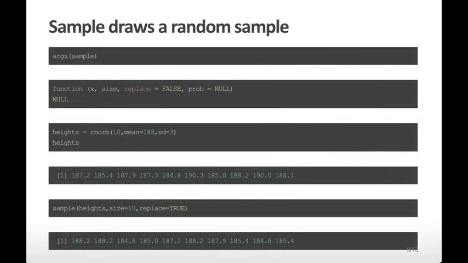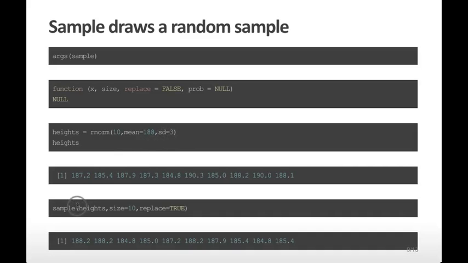In addition to generating random variables and drawing density functions, we can actually sample from variables that we've already generated. So we're going to look at the sample function. This function has arguments x, which is a vector of values, size, which is the number of random samples that we'd like to take, whether to sample with replacement, which I'll explain in a second, and which probabilities to use when sampling the values. So for example, I can generate 10 heights with the rnorm function with mean 188 and standard deviation of 3.